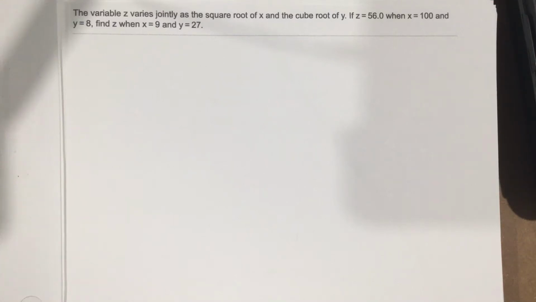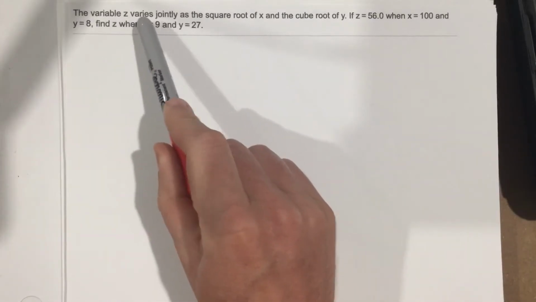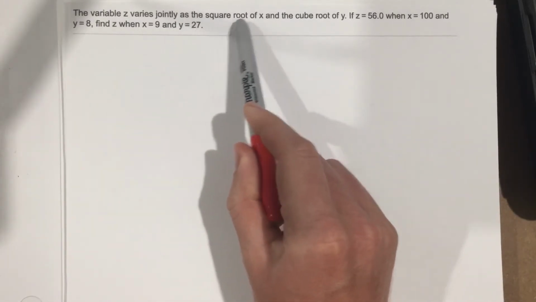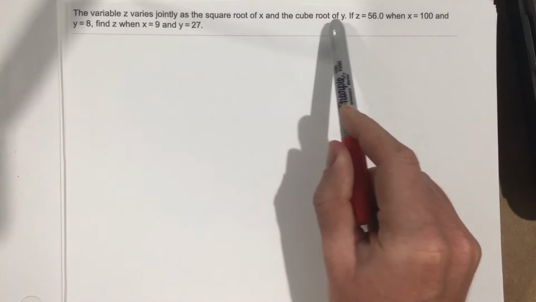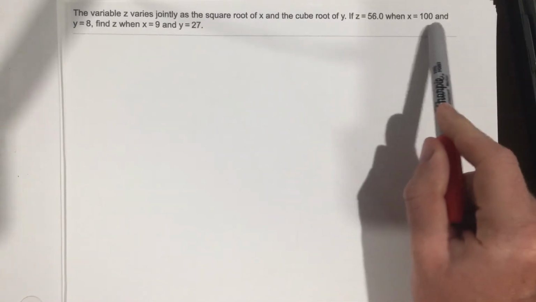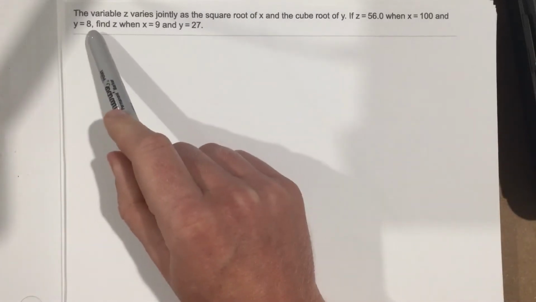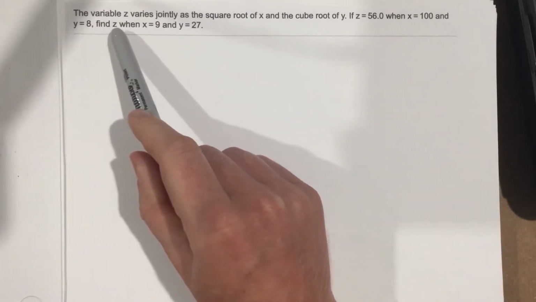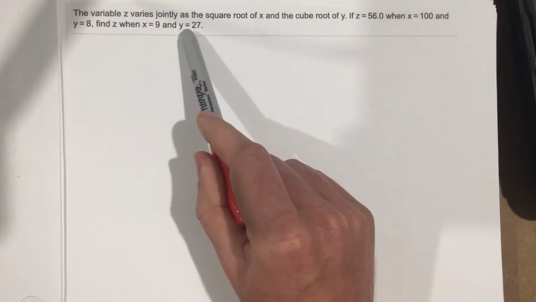This is problem number 10 from section 9.1. In this problem it says, the variable z varies jointly as the square root of x and the cube root of y. If z is 56 when x is 100 and y is 8, find z when x is 9 and y is 27.